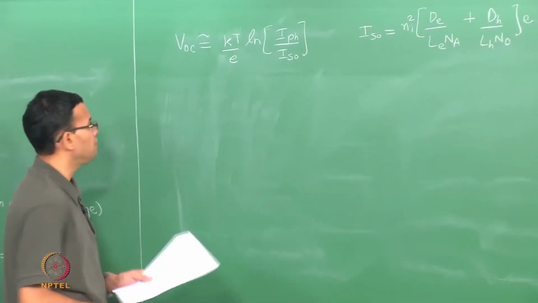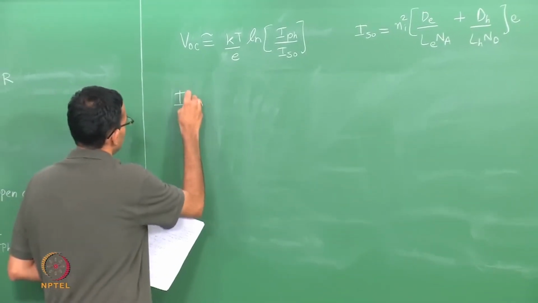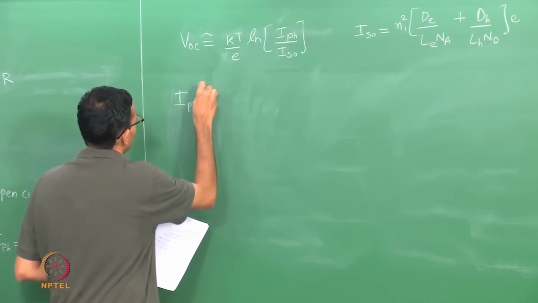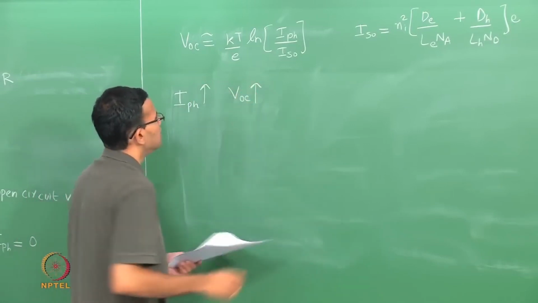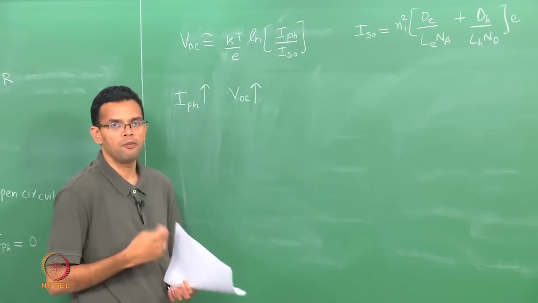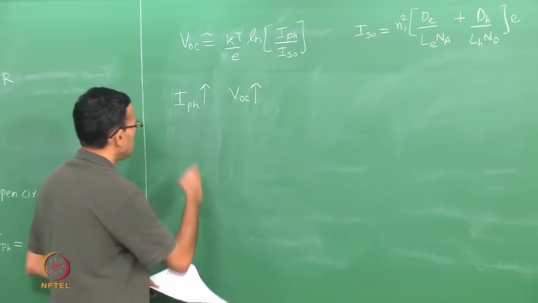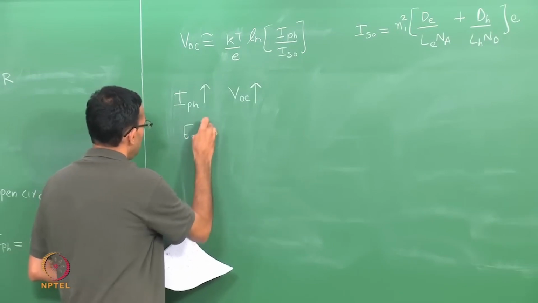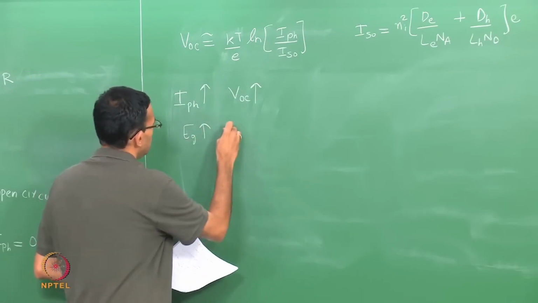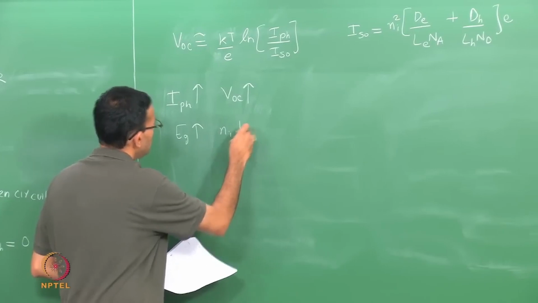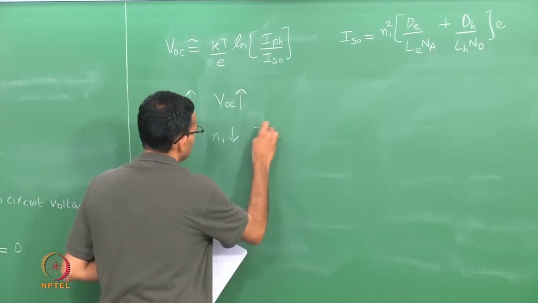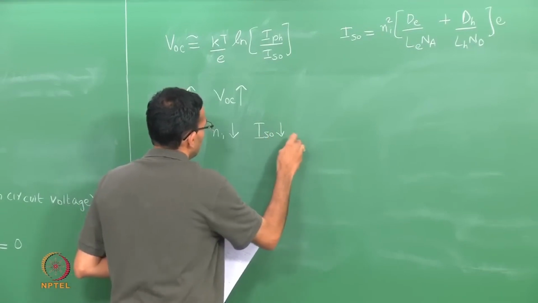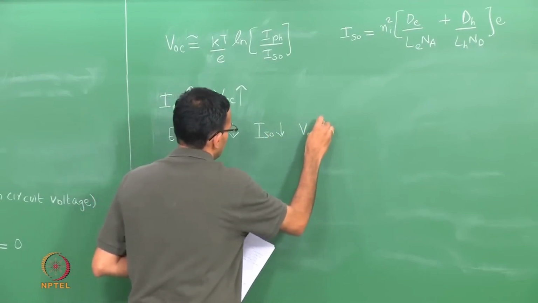So, if you increase the value of photocurrent, so if IPH is higher, VOC will increase. Similarly, if you go for a material with a higher band gap, so if Eg is higher, then Ni will be lowered, so ISO will be lowered, and that will also increase VOC.